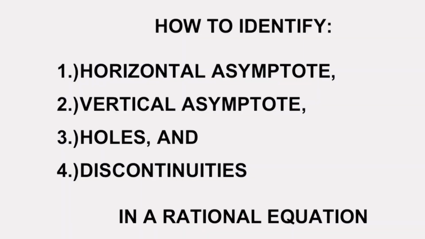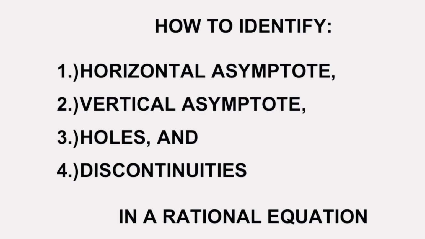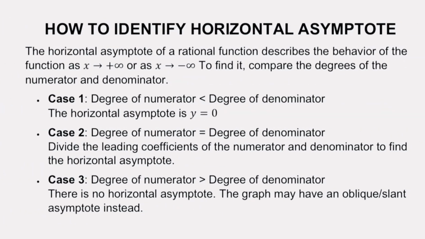Hello everyone. This video will show how to determine the horizontal asymptote, vertical asymptote, holes, and discontinuities of a rational equation. Now let's start off with horizontal asymptote. Horizontal asymptotes of a rational function describe the behavior of the function as x approaches positive infinity, towards the right, or as x approaches negative infinity, to the left.